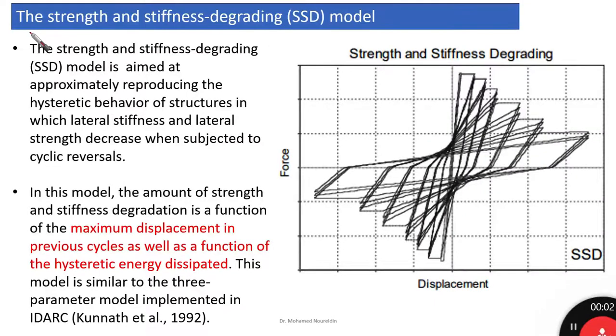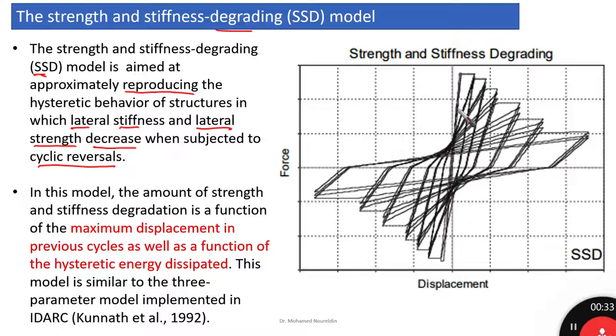In this video, I'm going to talk about the strength and stiffness degrading SSD model as a continuation of what we started 2 videos before. The strength and stiffness degrading, or SSD model, is aimed at approximately reproducing the hysteretic behavior of structures in which lateral stiffness and lateral strength decrease when subjected to cyclic reversals.